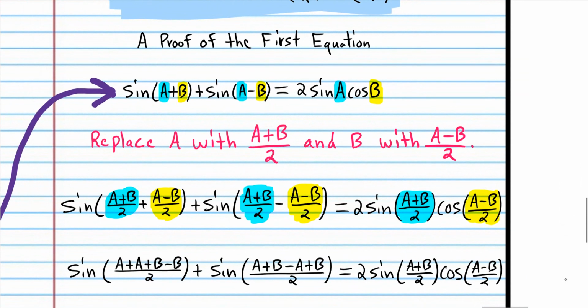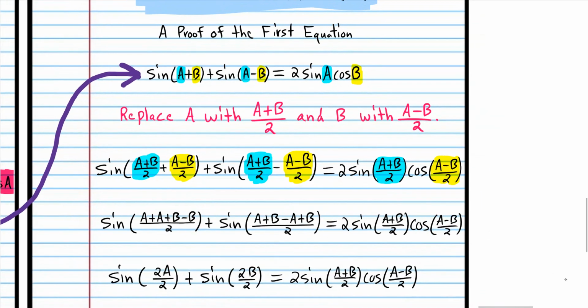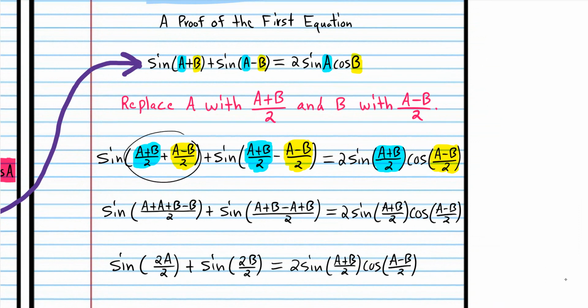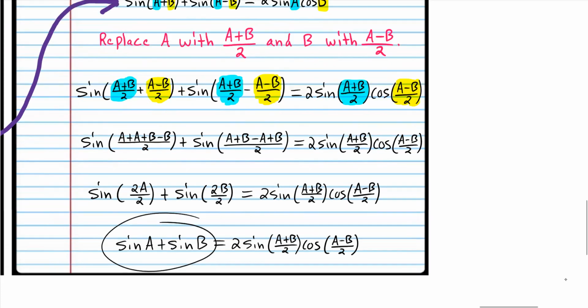and we are going to replace A with (A plus B) over 2 in the blue, and we're going to replace B with (A minus B) over 2 in the yellow. Now, why in the world would we do that? Well, when we add these, we come up with sine A. And if we add these, we come up with sine B. So now we have the sum of sine A and sine B, which is equal to this expression over here.